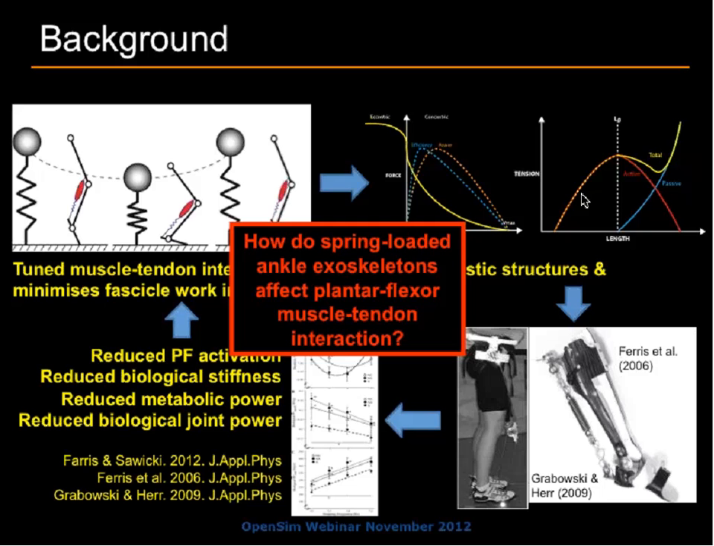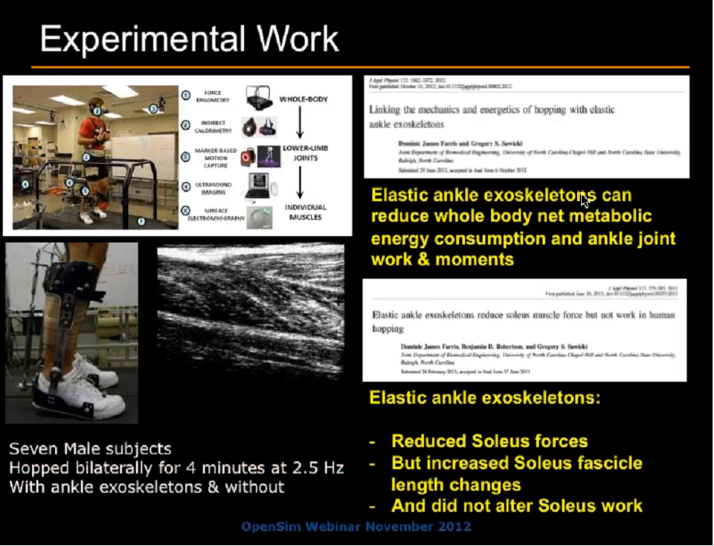And as Greg's already talked a little bit about, we started with an experimental setup, which I'm just going to talk about briefly again, because this was important for our modeling work. We had 7 male subjects, and they hopped bilaterally for 4 minutes, during which time we were recording oxygen consumption and carbon dioxide production to get metabolic power. We had motion capture and ground reaction forces to perform inverse dynamic analysis to get joint contributions. And we also looked at the muscle level using ultrasound imaging, which Greg showed you, and some electromyography.